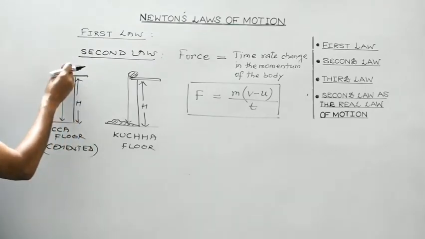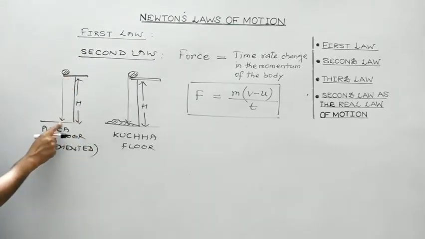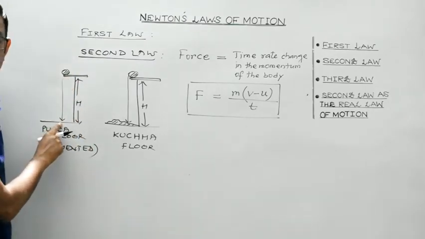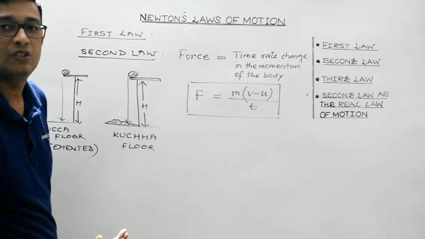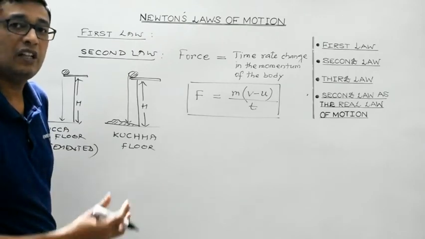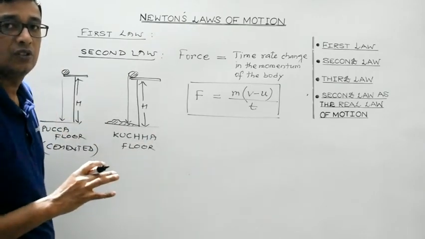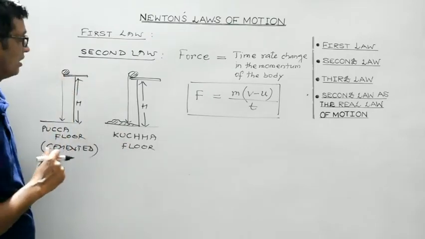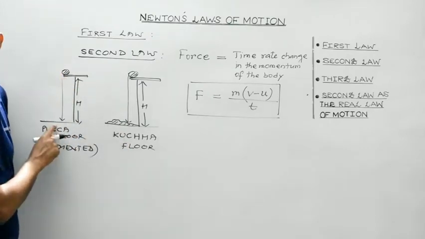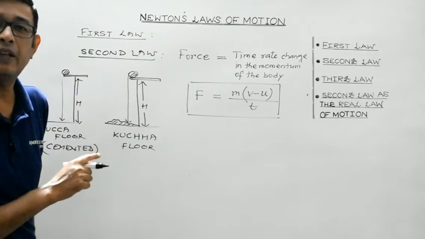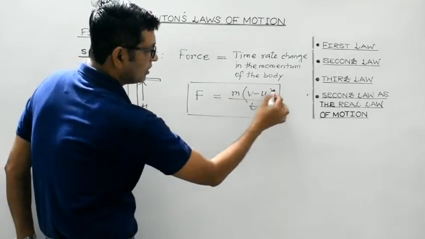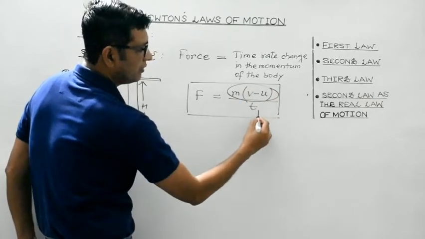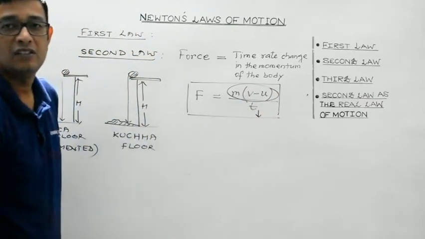Now look, as the person falls, then on hitting the floor, on hitting the ground, the velocity of the person will abruptly become zero. So the velocity will abruptly become zero from some finite value, isn't it? So in this case, the change in momentum is taking place in very, very less time. Right?